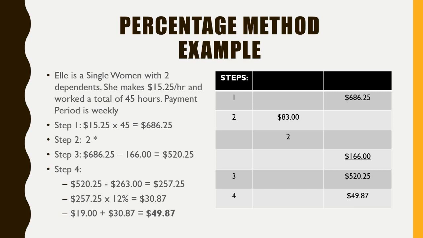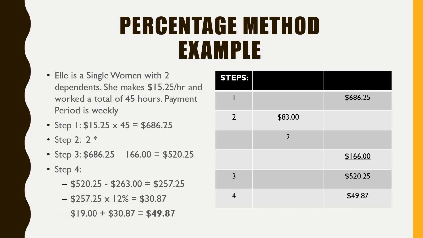$30.87. And then lastly, we also have to tack on what the government is going to charge us regardless. They're going to take away from our paycheck regardless, which is the $19. We add those two together, we get a total of $49.87 worth of federal income tax withholdings. Okay? Fair enough? Easy enough?